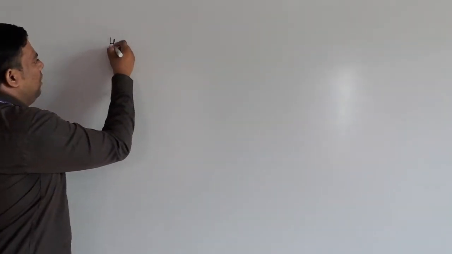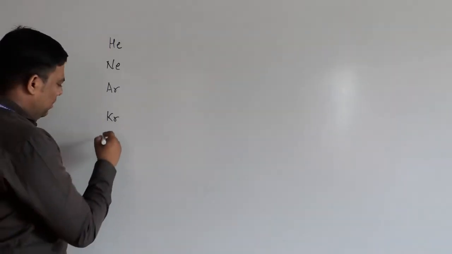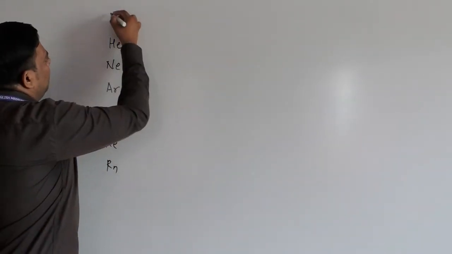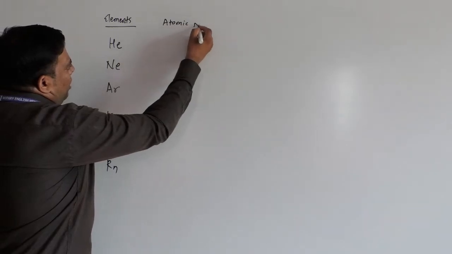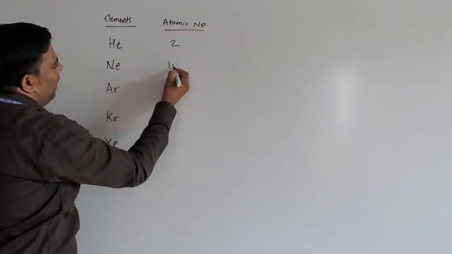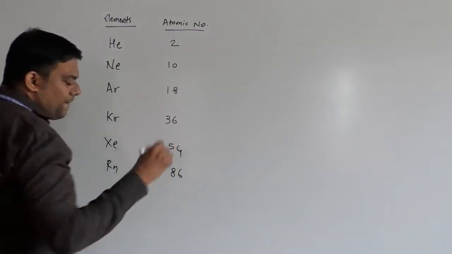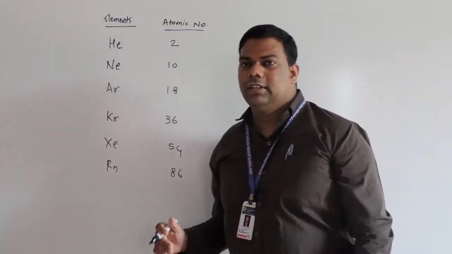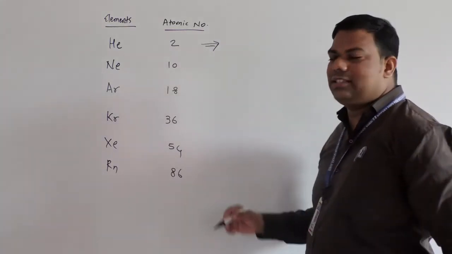Helium, Neon, Argon, Krypton, Xenon, Radon. The atomic numbers of these elements are 2, 10, 18, 36, 54, and 86. Now, what will be their electronic configuration? We can mention it like this.